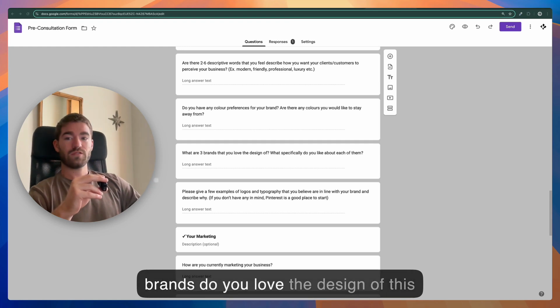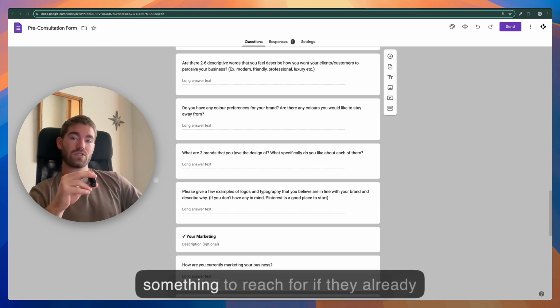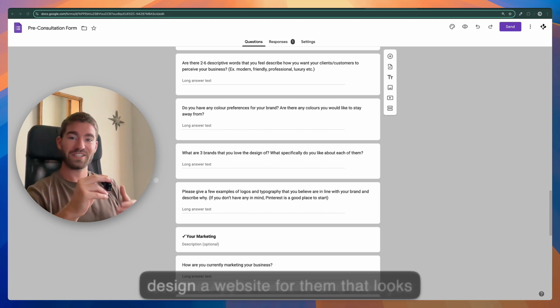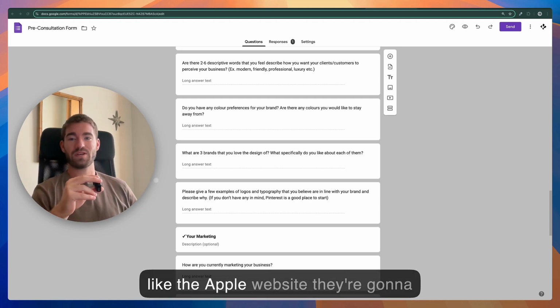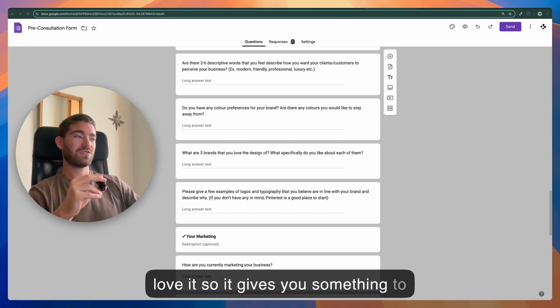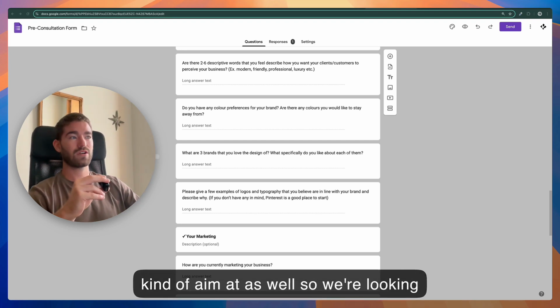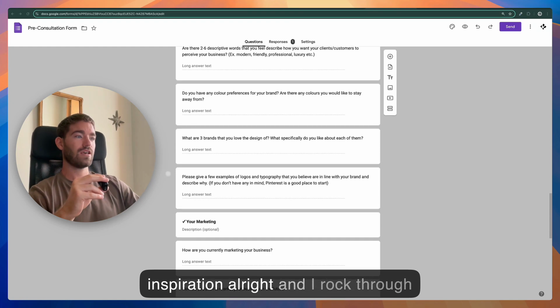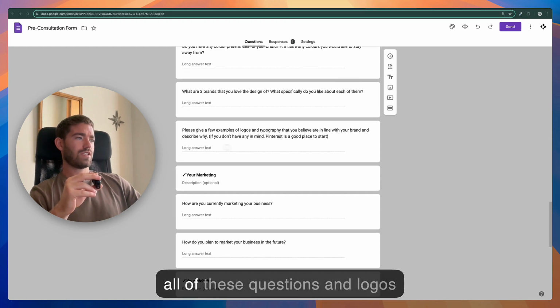What 3 brands do you love the design of? This is great because it gives you something to reach for. If they already love the Apple website and then you design a website for them that looks like the Apple website, they're going to love it. So it gives you something to kind of aim at as well. So we're looking at their competitors, but also their inspiration. All right. I rocked through all of these questions.